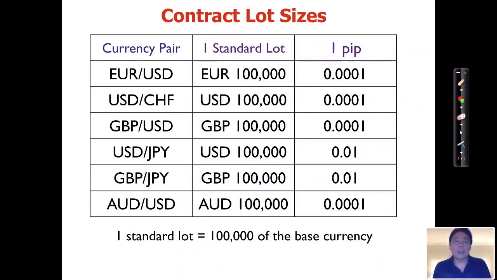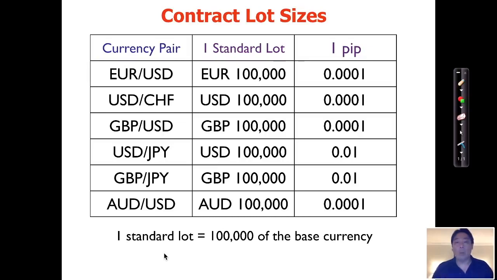The next thing to understand is contract lot sizes. In the forex markets, when you buy or sell, you're buying units of currency in lots. One standard lot that you buy is always 100,000 of the base currency. So if you buy 1 lot of Euro USD, you're actually buying 100,000 euros. If you buy 1 lot of dollar franc, you're buying 100,000 US dollars. So it goes by lots. Again, 1 pip is the 4th decimal place for non-yen pairs, and for yen pairs like dollar yen and pound yen, it's the 2nd decimal place. Just remember, one standard lot is 100,000 of the base currency.